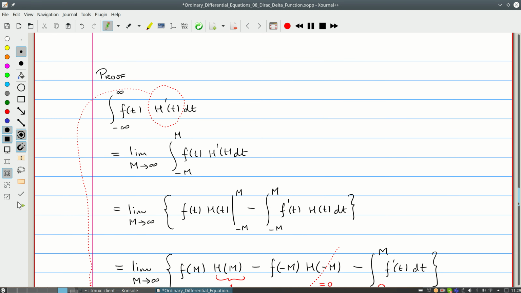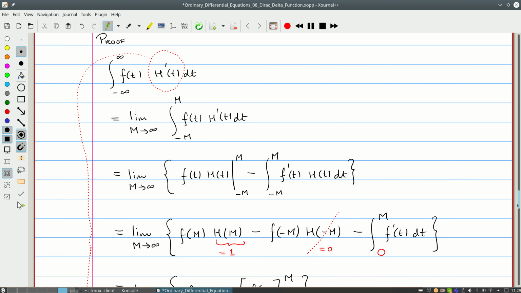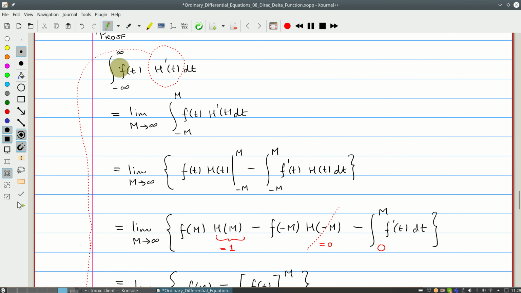Right, let's go on. So how do we prove this without going through that graphical proof? Well, simple. Integration by parts. Let's start with the integral from minus infinity to infinity of f of t, h prime of t dt. Using infinite limits is going to be bad, so I'm going to take the limit m goes to infinity. This is simply the limit m goes to infinity of the integral from minus m to m of the same thing.